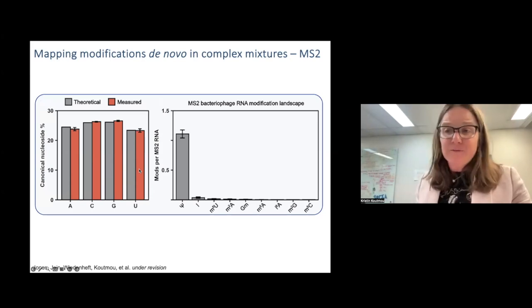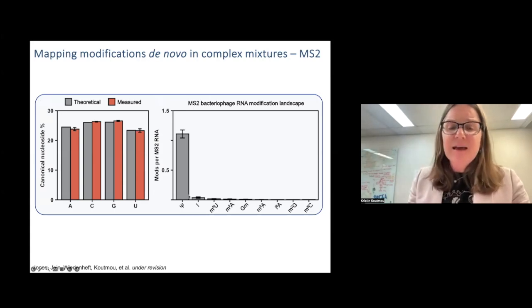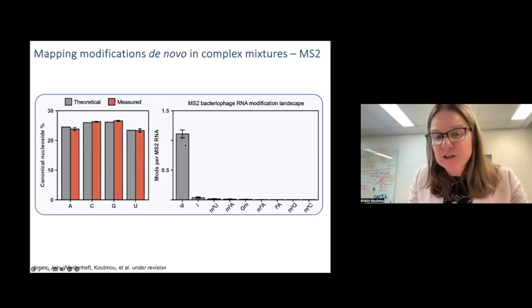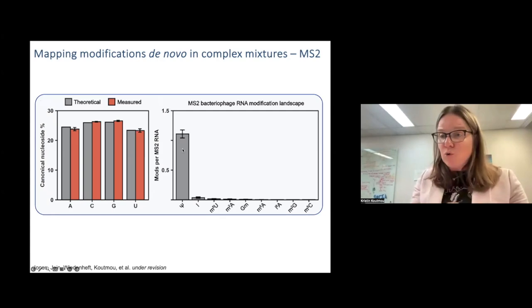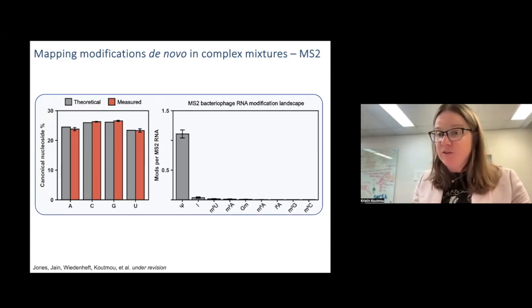And then we scanned for 51 different possible modifications in a nucleoside analysis. And we saw that on average, the amount of pseudo-U in our samples corresponded to 1 pseudo-U per MS2 molecule.